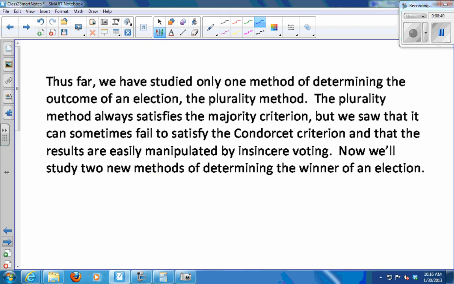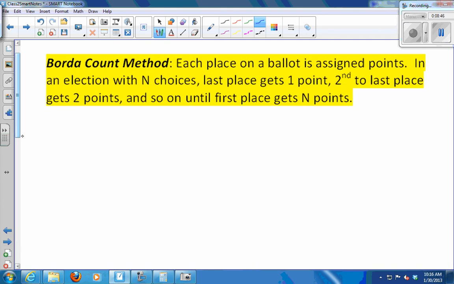So today we're going to study 2 new methods for determining the winner of an election. This first one is called the Borda count method, and somebody last class suggested points. The Borda count method is where we assign points to each place on the ballot. If somebody votes for you in first place, and there are n candidates, you get n points. If somebody puts you in second place, you get 1 less point, n minus 1, all the way down until last place, which only gets 1 point.